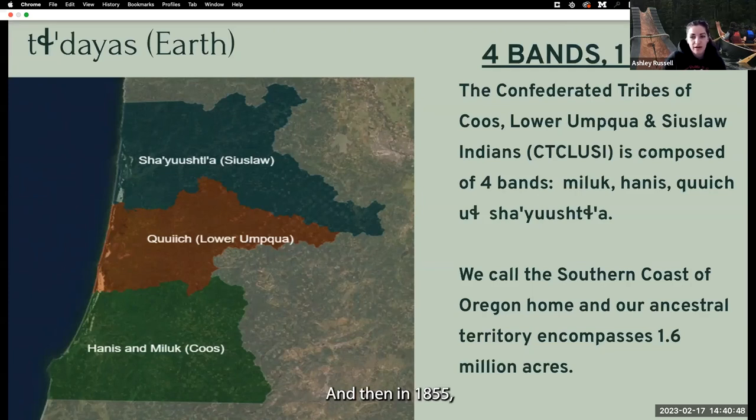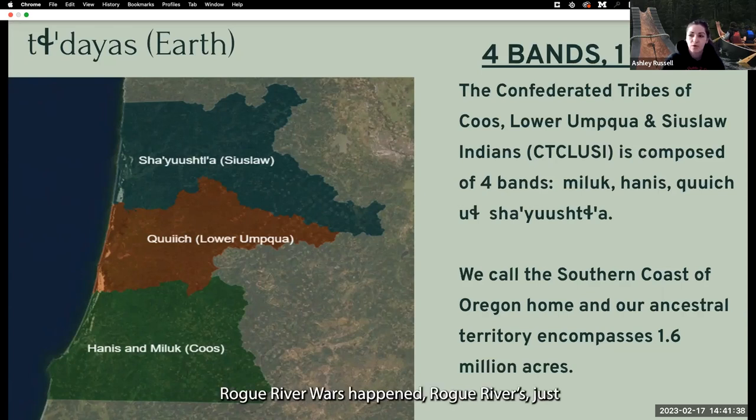And then in 1855, just a couple years before Washington started going to tribes and signing treaties, the federal government approached Oregon tribes and began drafting treaties. And so our treaty was signed in 1855 by our tribal people, but it was never ratified. So my tribe is one of the 45 that Bree had mentioned earlier today whose treaty was never ratified. In that treaty, we were promised compensation, food, clothing, employment, education, health benefits, housing, but it never happened.